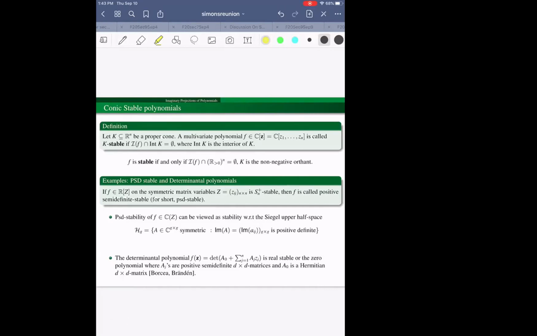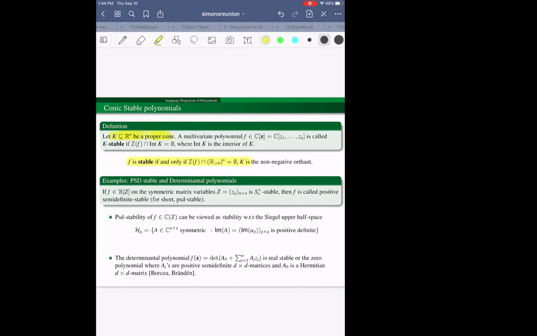So now we are ready to define the notion of conic stability. We can choose a proper cone. By proper, I mean a full-dimensional closed pointed cone. A multivariate polynomial f with complex coefficients is called conic stable if its imaginary projection has empty intersection with the interior of the cone K. Similarly, we can recall the definition of stability here, if we assume the cone as the non-negative orthant cone.